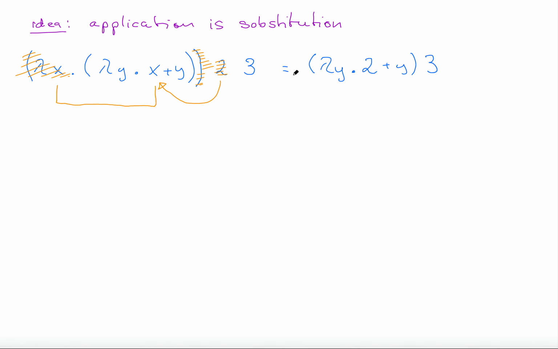Okay, so this was the beta rule, and then I have another computation, and what I'm doing here is the same thing again. I have a variable which I replace by the argument. I don't need the parentheses here, so I just get 2 plus 3, and then I can use my computation rules for arithmetic and compute 5.